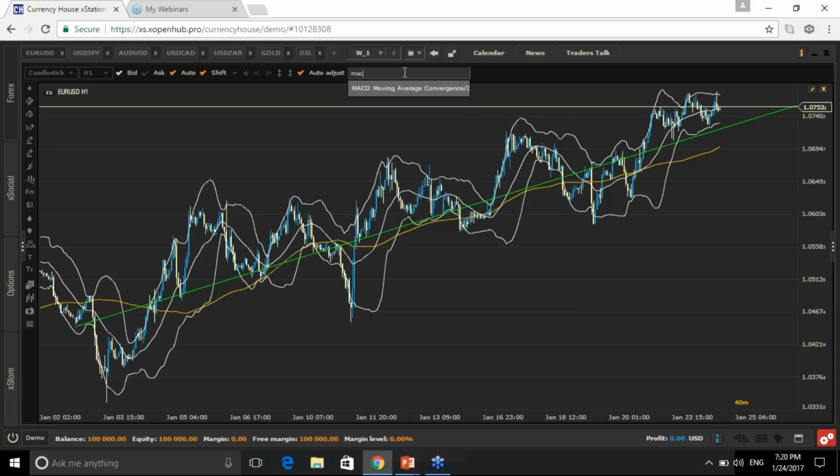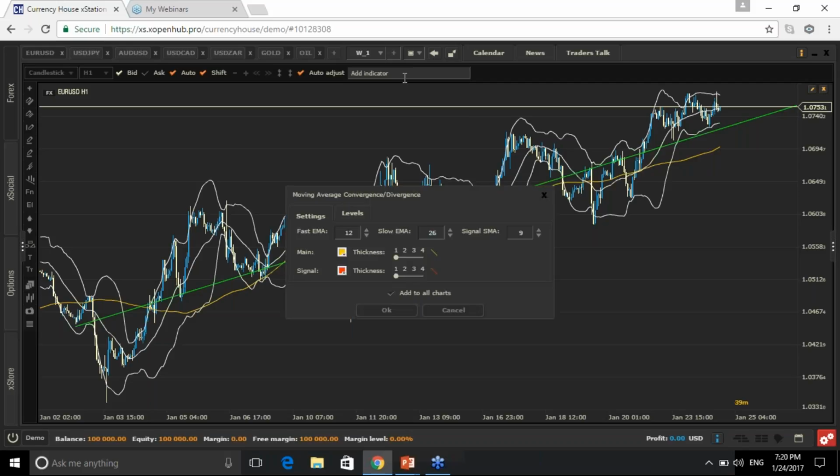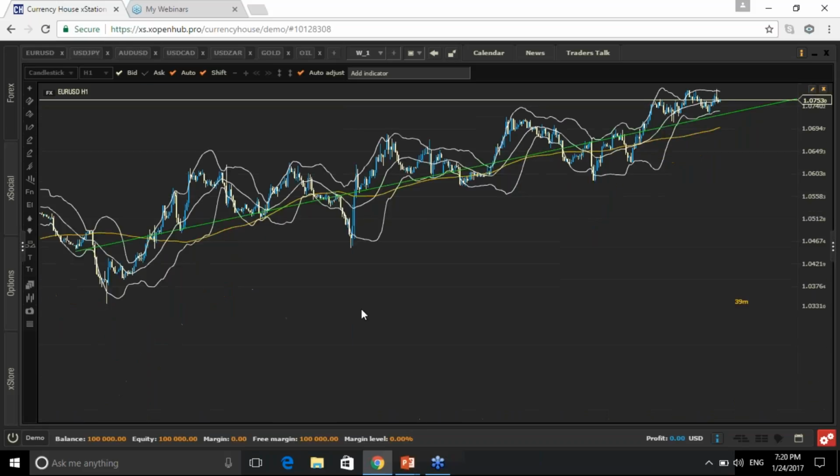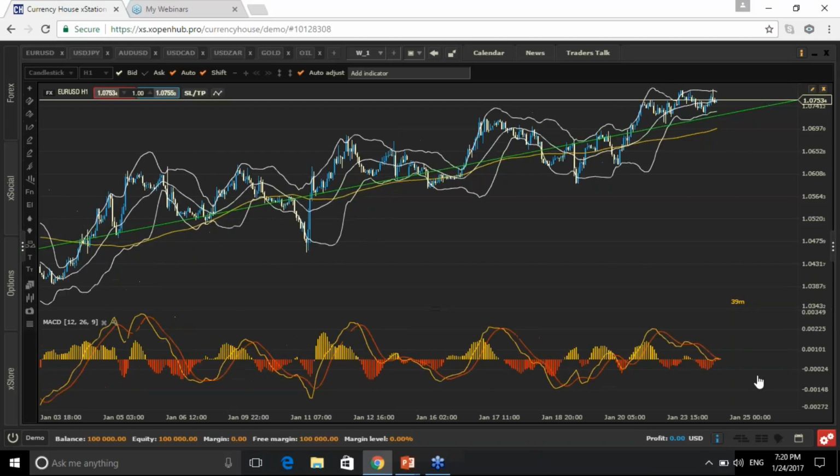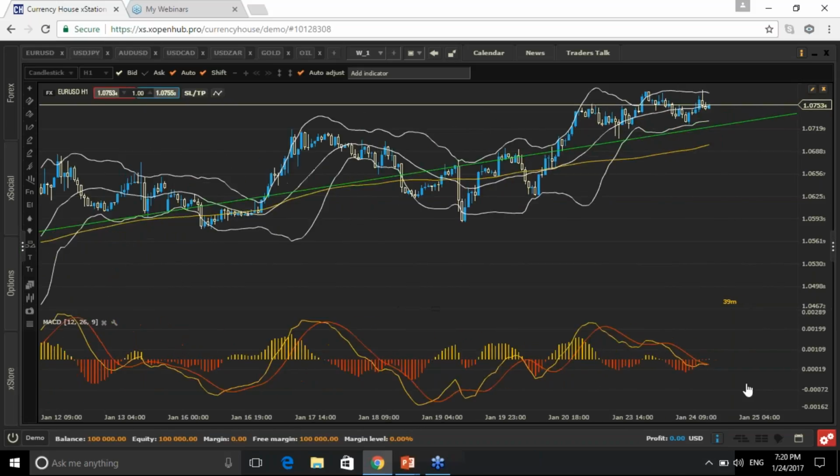An indicator which is MACD, moving average convergence divergence. I would recommend you to use default settings. You just click OK. You can see here that we do not observe any sign of reversal. So most probably the price action is going to continue going up. We don't see any sign of reversal here. We don't see any divergence. We do not see any signals, any certainty of that.